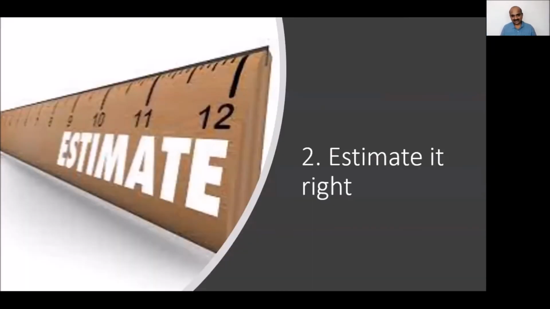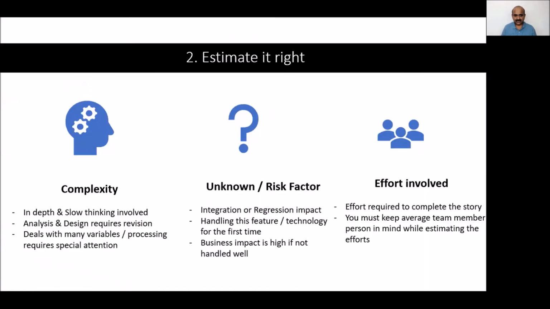What is the second factor? The second factor is to estimate it right. See, friends, in my experience, this is an area where we are doing terribly wrong. Okay, let me tell you one by one. If you have to estimate stories in terms of story points, I see many people awarding story points only based on effort. Friends, this is not going to work.